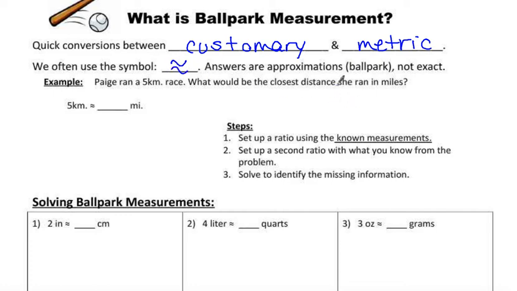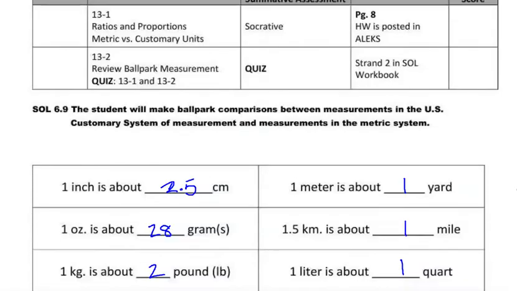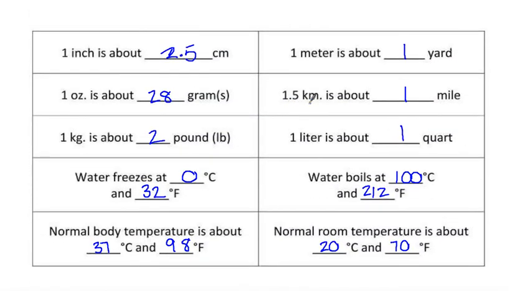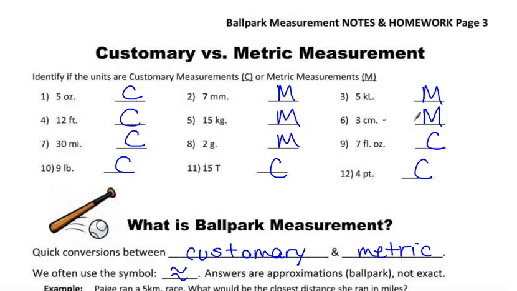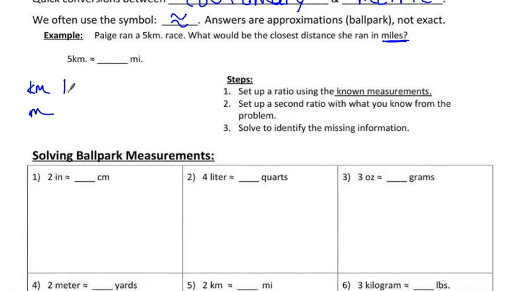They're not exact. So if we look at the first example, Paige ran a 5-kilometer race. What would be the closest distance she ran in miles? So we're comparing kilometers to miles. Now we're going to look back on that conversion sheet to figure out what is the comparison between kilometers and miles. And this is on your cover. So it's 1.5 kilometers is 1 mile. So then we can come back here, and I recommend ripping out that page so you can keep it with you. 1.5 kilometers over 1 mile.